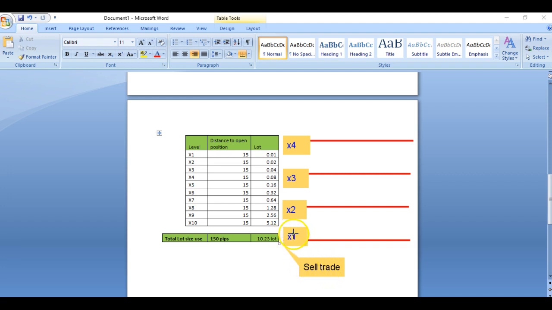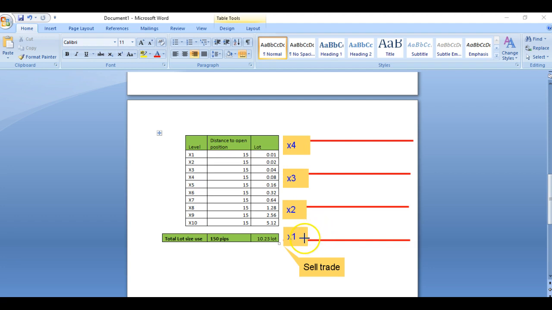So let's say it started from x1. So this is your times 1 over here, your level, your times 2 here, and your times 3 here, and your times 4. So your lot size, if you're on times 1, will start with 0.01, and your x2 will be 0.02. And then because this is martingale, times 3 will be 0.04, and times 4 will be 0.08.